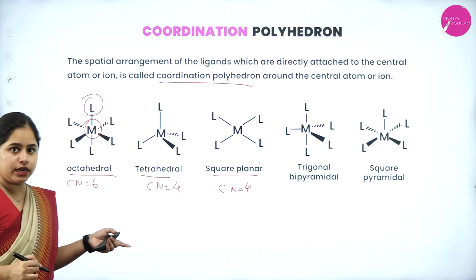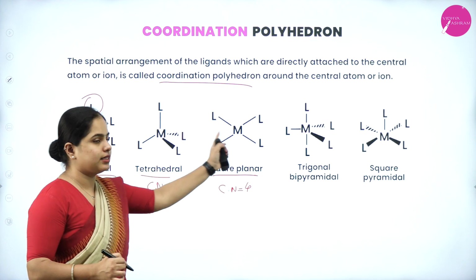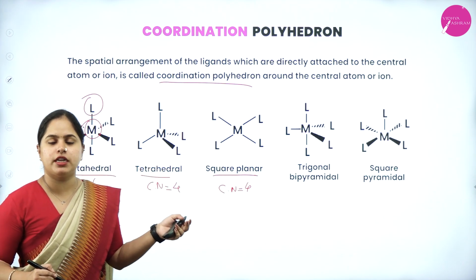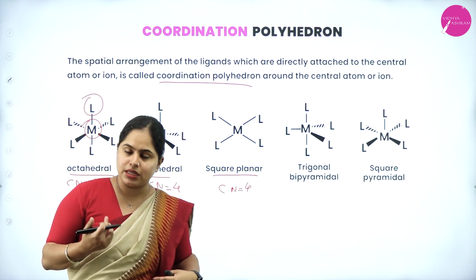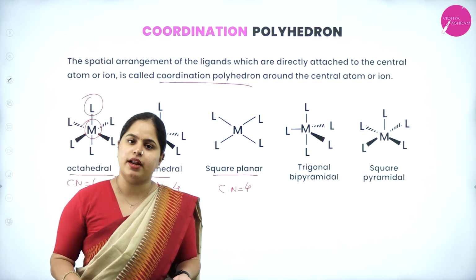It can be tetrahedral shape or square planar shape. Okay, so this is the tetrahedral and this is square planar. In both these cases, how is this different geometry coming? Even though the coordination number is the same, how are 2 different geometries there? It is because of the different hybridization.